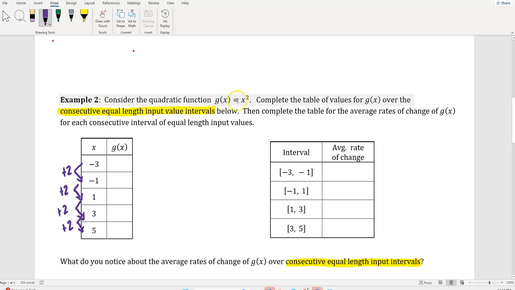So we're doing the quadratic function g of x equals x squared. To make our table, all we have to do is plug those numbers into this very basic quadratic x squared, right? So we're just squaring the x value. So negative 3 squared here is going to give us 9. Negative 1 squared is going to give us 1. 1 squared is 1 also. 3 squared is 9. And 5 squared is 25.